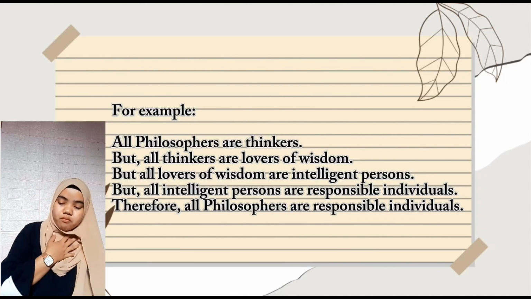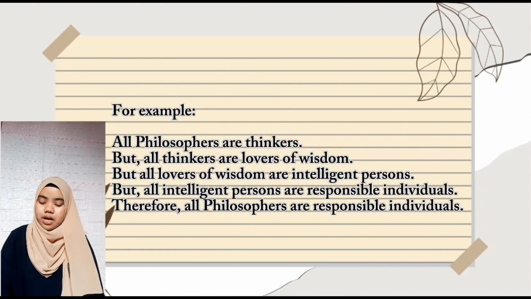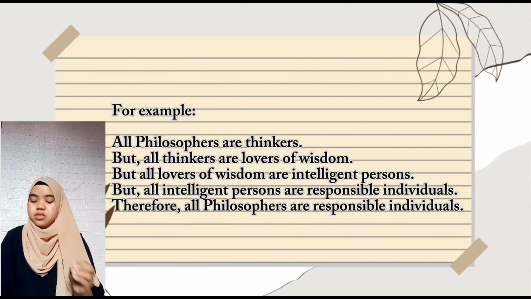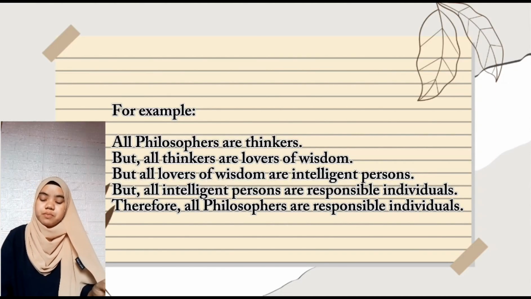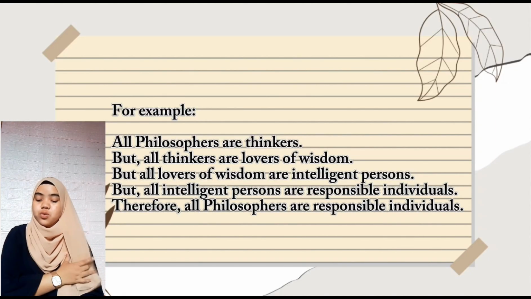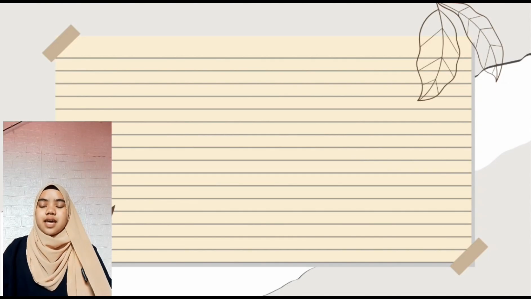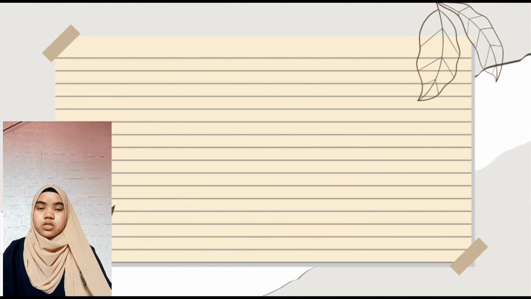So, in this Aristotelian sorites, the main point here, hanggang sa makuha yung main conclusion, is that the predicate of the first proposition becomes the subject of the second proposition in order for us to form the main conclusion of the statement.